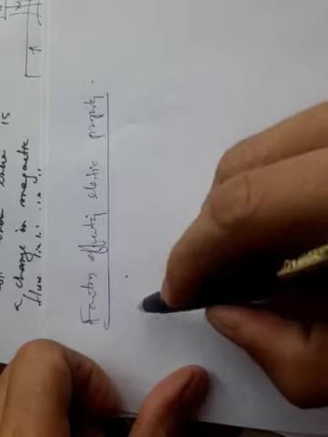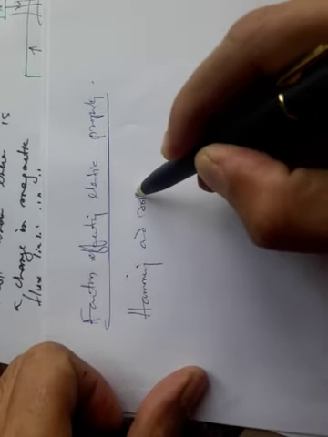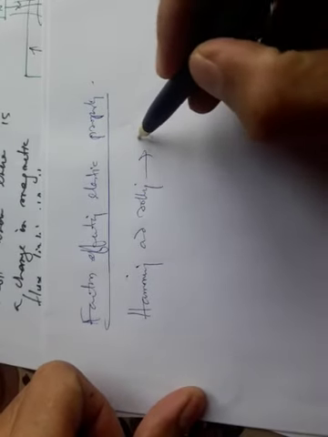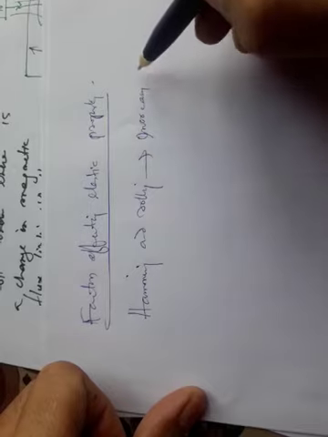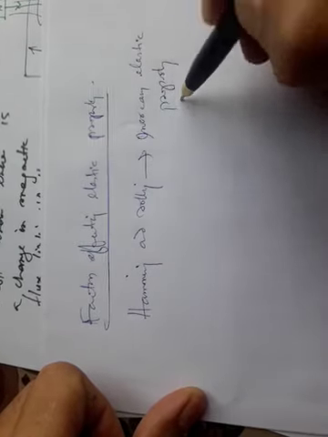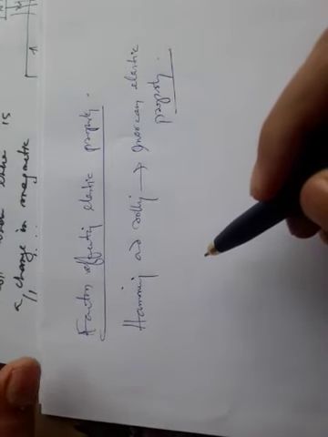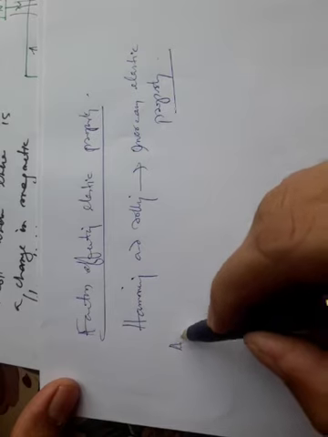So if you do hammering and rolling repeatedly, it increases elastic property. Don't forget this. So hammering and rolling increases the elastic property. All right. And there is another one. This is known as what?